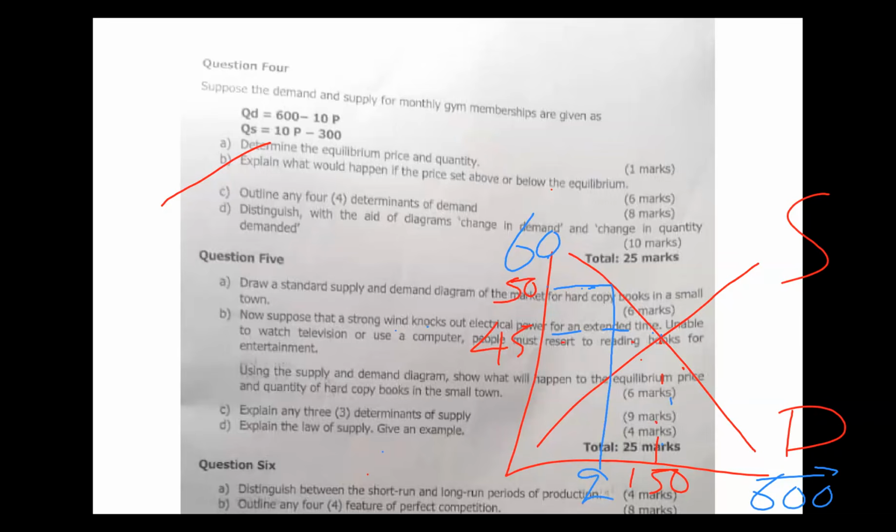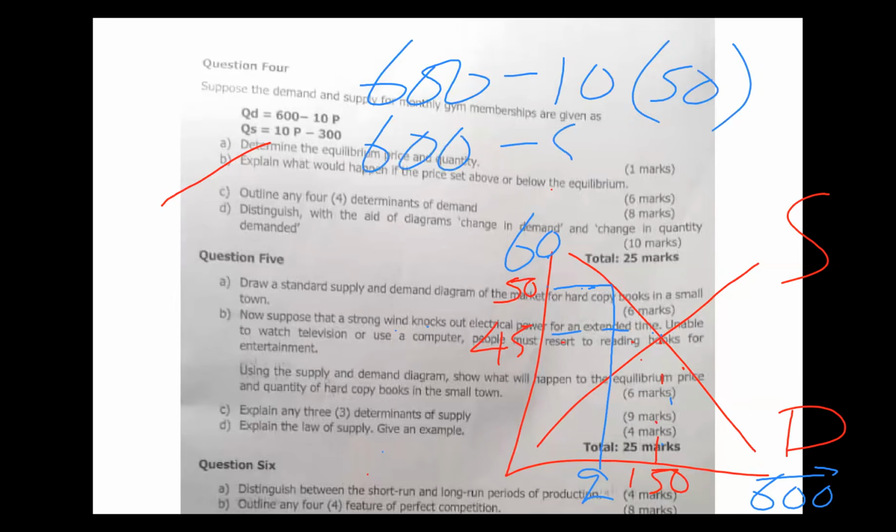If you want to get this specific number, you can just use the same demand equation. 600 minus 10 times what now? Times 50, isn't it? Where there is P, you put 50. So it will be 600 minus 500.